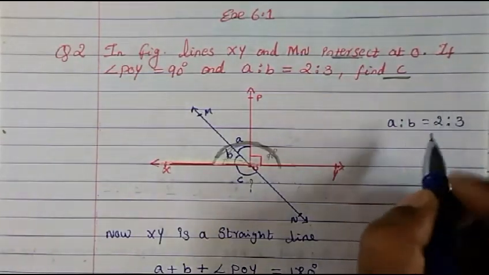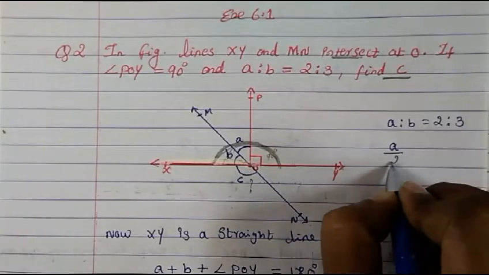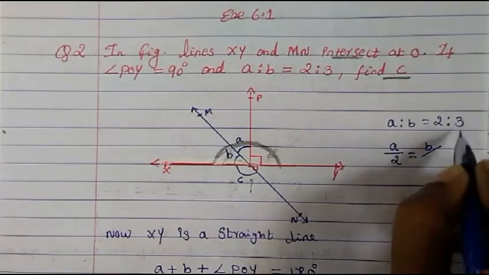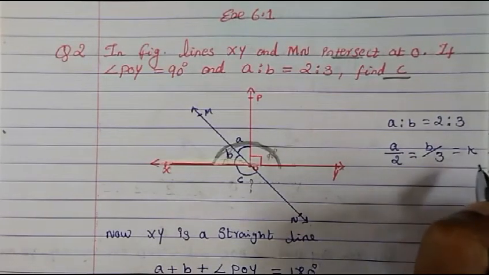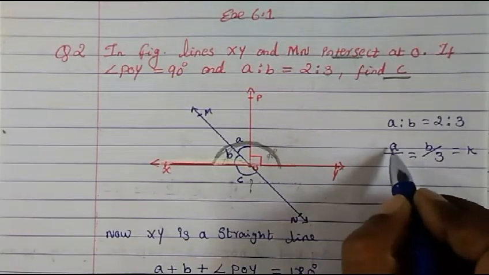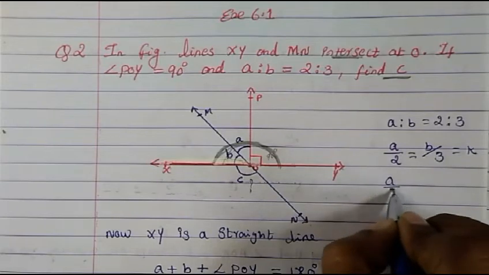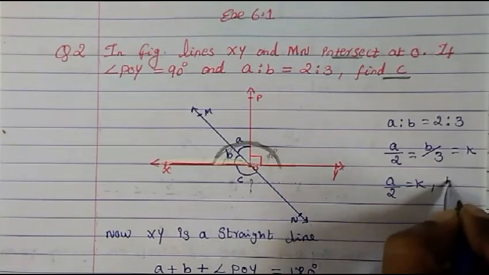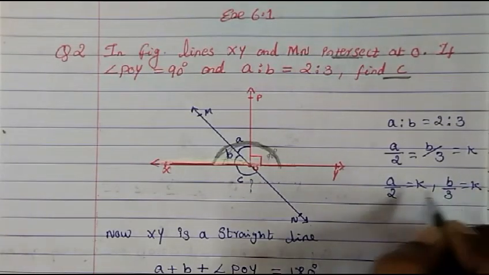Now this can be written as a ratio, like this: a upon 2 equal to b upon 3 is equal to k. We keep it as a constant because if you divide a by 2, you will get some answer, and in the same way if you divide b by 3, you will get some answer. That's why we write it like this.